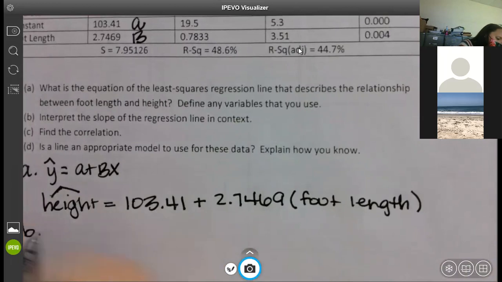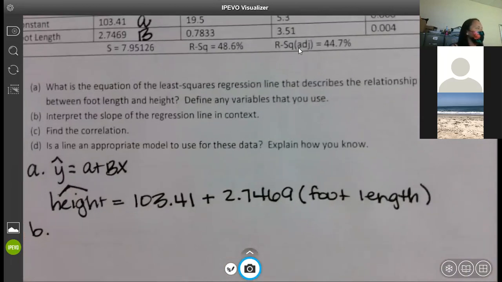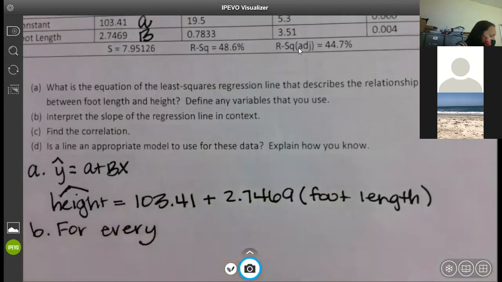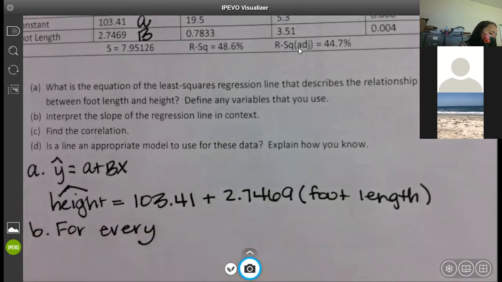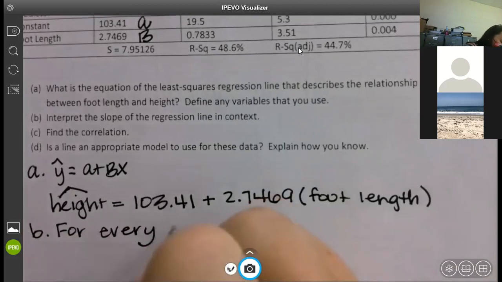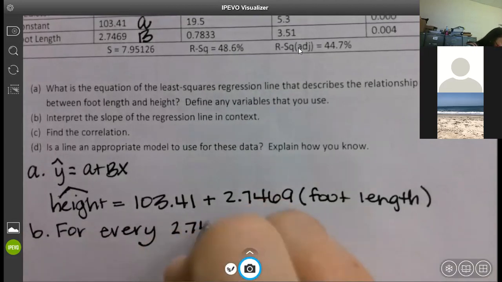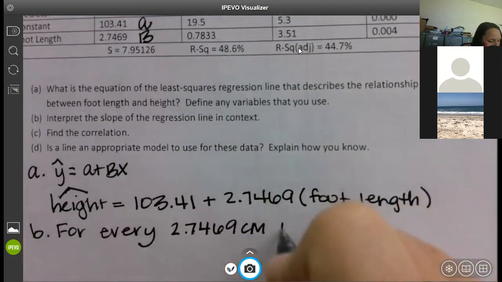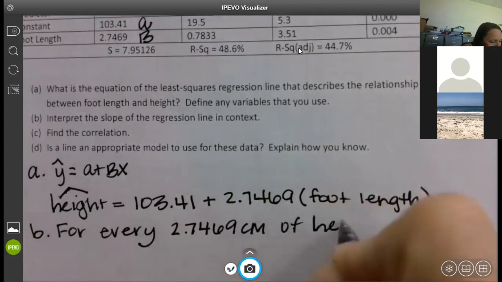B, interpret the slope of the regression line. So interpret just means tell what the slope is. So we've already talked about slope. So remember, your slope is your rate of change. So it'll be for every y, for every y. So our slope is 2.7469 for every 2.7469 centimeters of height increase.